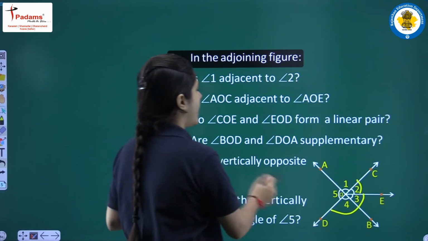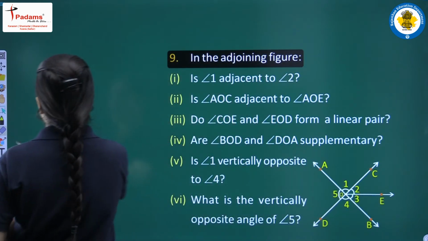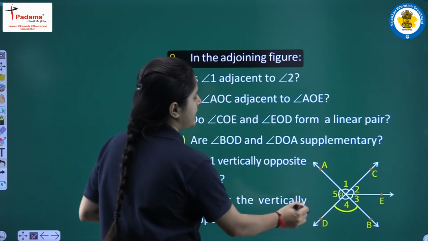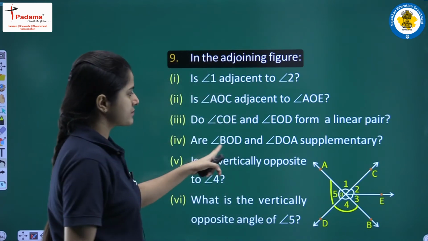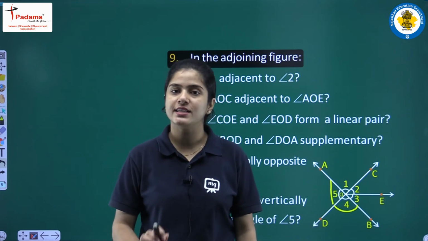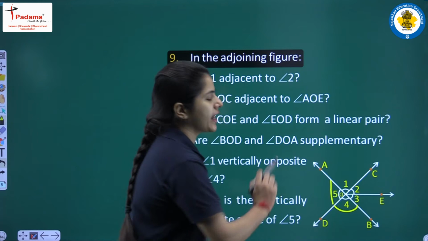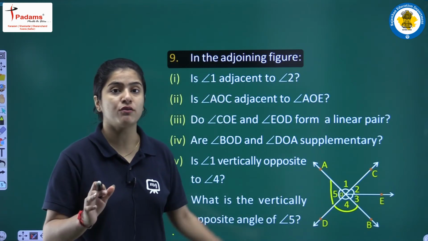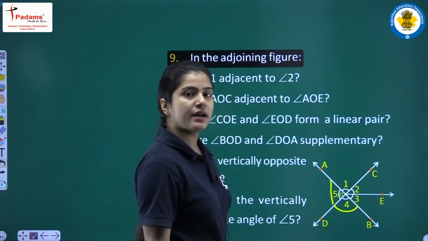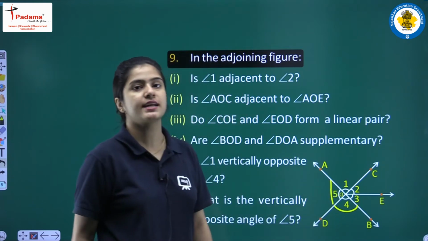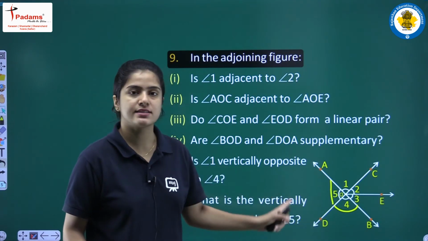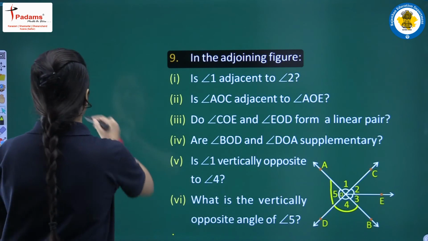Fourth part says angle BOD and angle DOA, that means this fourth angle, and DOA, that is the fifth angle, okay? You have to find whether these two angles are supplementary. Clearly students, you can have a look. The sum of the measures of angle 4 and angle 5 is equal to 180 degrees. Why? Because they are forming a linear pair and also they are on the straight line. So the measure of the straight line is 180 degrees, and that is why these two angles are supplementary angles, okay? So write it like that students.